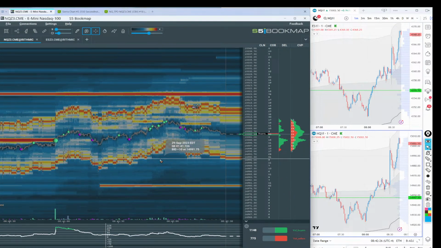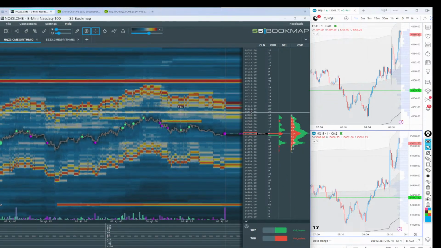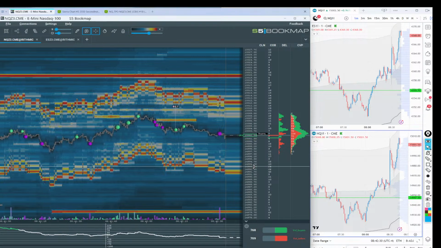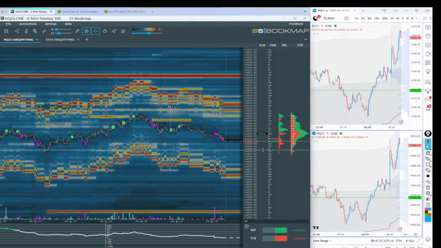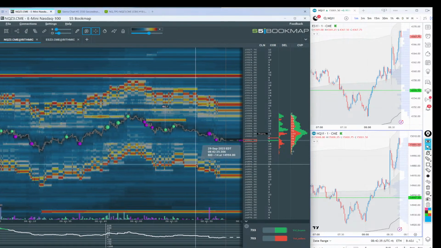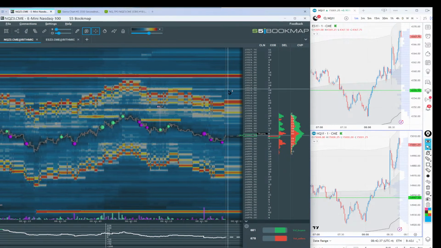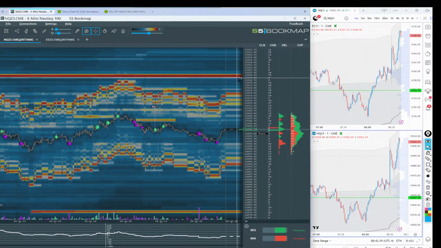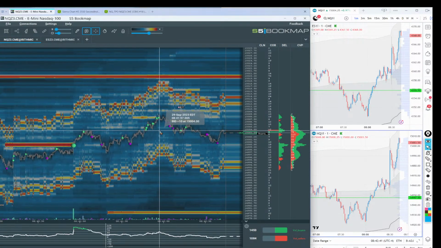So I zoom in and out a lot because I'm looking for the fuel, especially in NQ because it's so thin. I need the fuel in the structural formations that I'm looking for to get me towards the targets, which can include liquidity targets. And here it's above until things change.